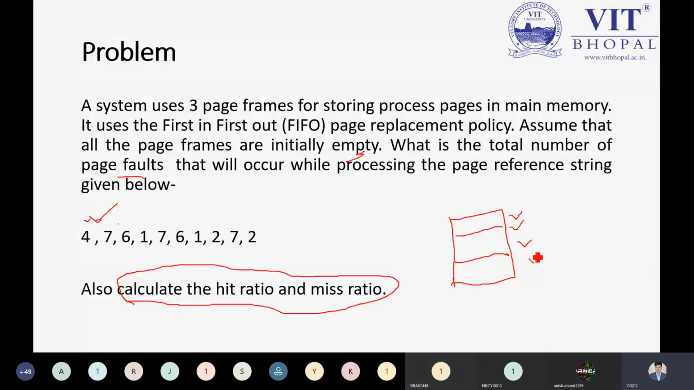This is a very simple question. You can use paper and pen. How many pages are there? 3. How many pages are coming into our table? That is 3.